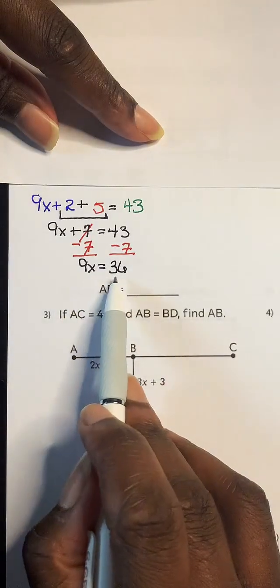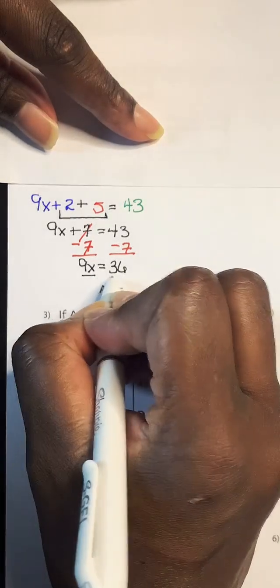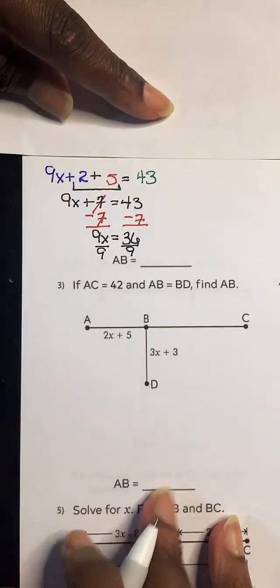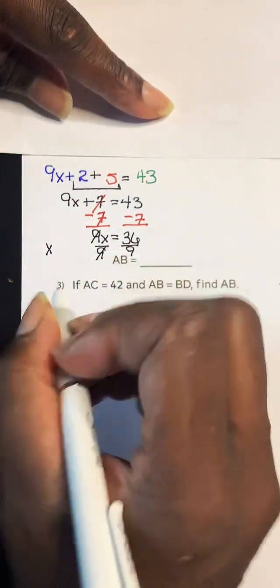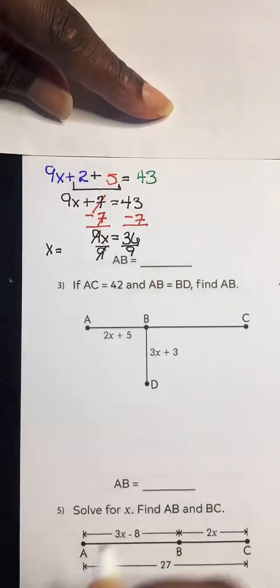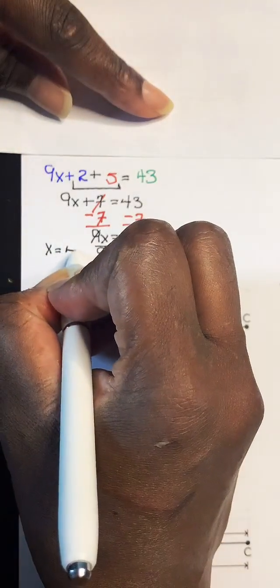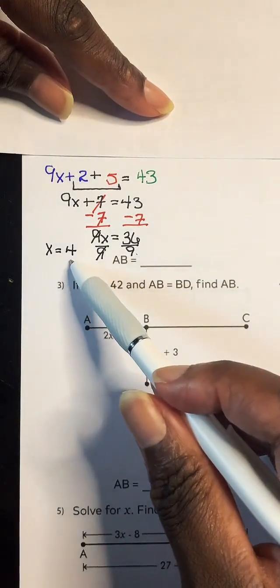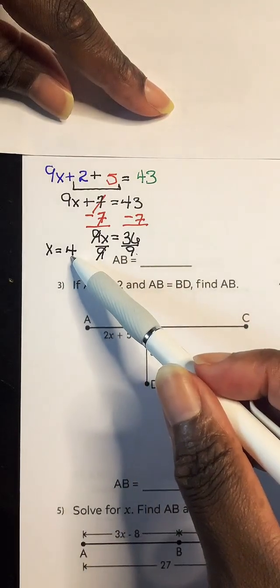And if 9x equals 36, what we have to do next is divide both sides by 9. I'm going to put it over here since I'm running out of room. 9 divided by 9 gives me 1, or 1x, or just x. 36 divided by 9 gives me 4. So this is not our official answer. This is what x equals.